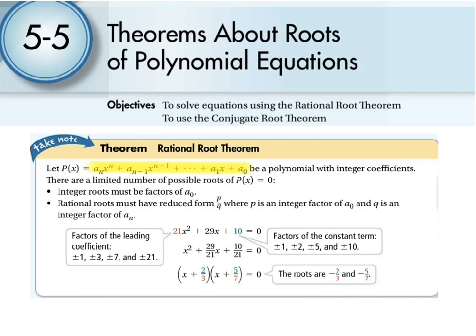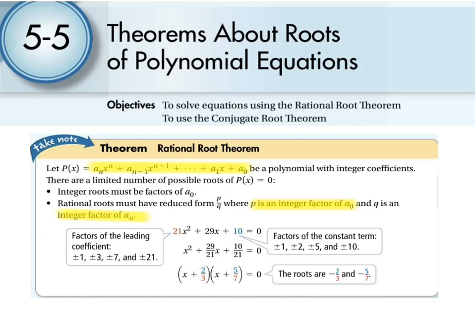The first bullet says the integer roots must be factors of a0. So if we look at that last term, any of the factors of it are possible roots. Then the rational roots, and remember rational is a fraction, have this reduced form p over q, where p is an integer factor of a0, the same as that first bullet, and q is an integer factor of an. So we put the factors of the last number as p, the factors of the first number as q, and then put p over q in all those possible fractions.